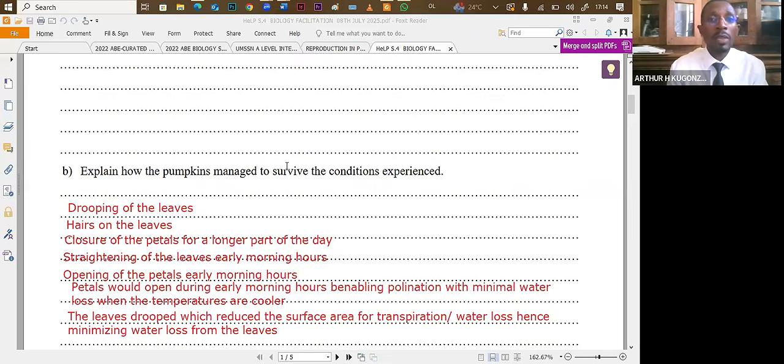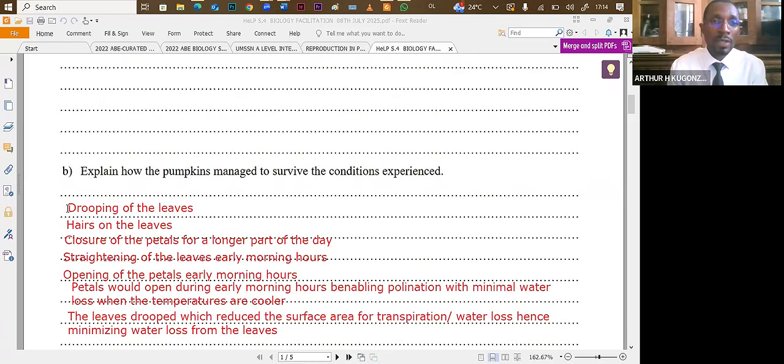Hairs on the leaves, how do they help the plant to survive? I would say that the leaves have hairs which trap a layer of air around the leaf, hence reducing water loss by transpiration. And I would have answered task B. And where are all responses coming from? Responses are coming from the scenario.